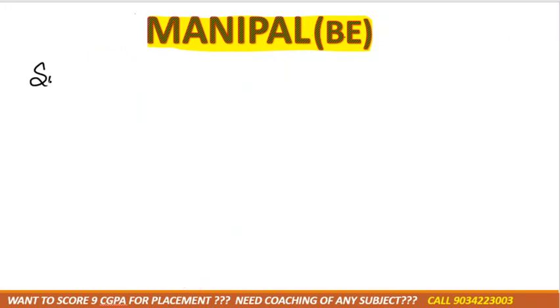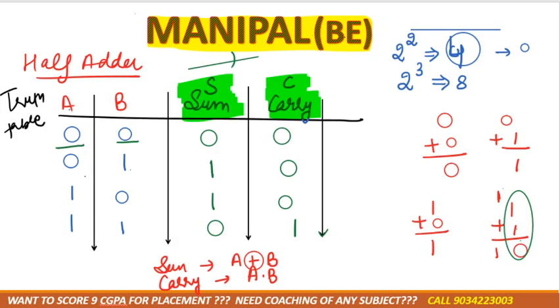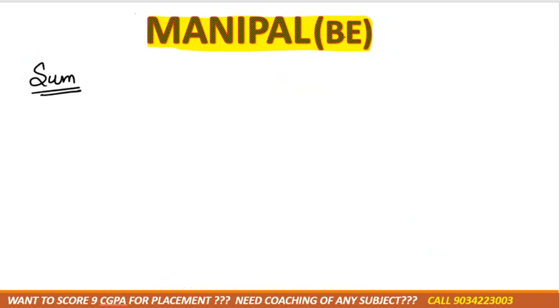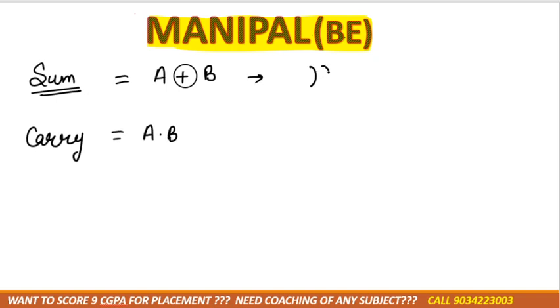Now the next step. See, we got the expression for the sum that is A XOR B. And for the carry we got it as A dot B. So this is XOR gate, right? XOR gate symbol is like this, correct?